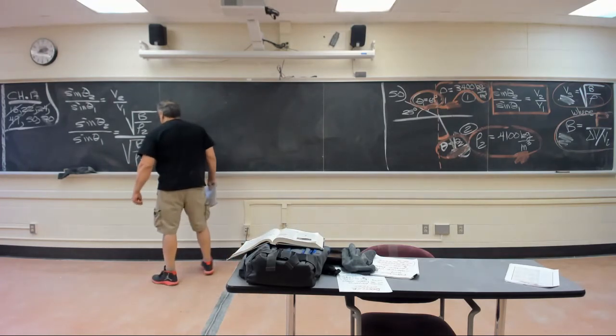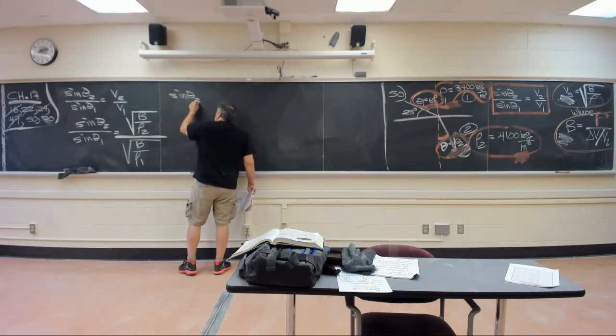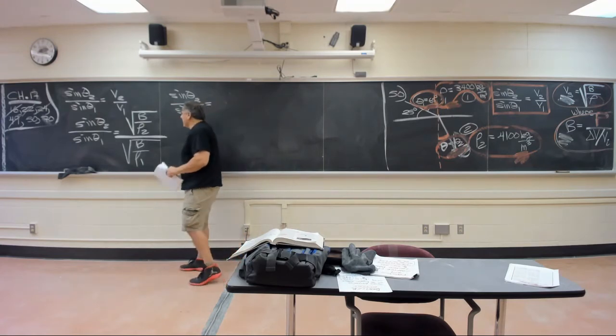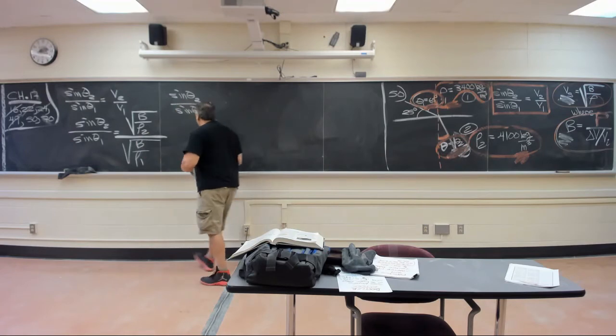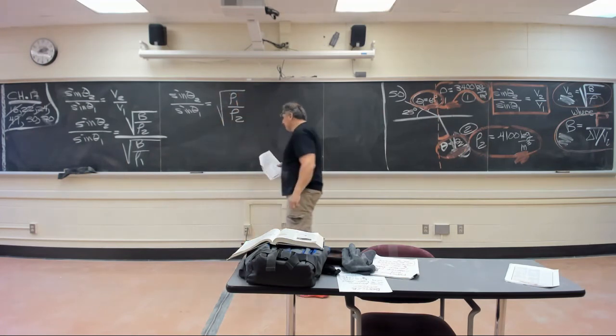What's going on here? Sine theta 2 over sine theta 1 equals, wow, there's a lot going on here. The ratio of roots is the root of the ratio. So put them all underneath one radical: B over rho sub 2 divided by B over rho sub 1. The B's cancel, and you got rho sub 1 over rho sub 2. You got it to here.